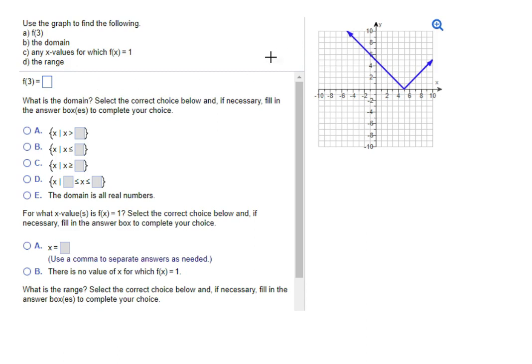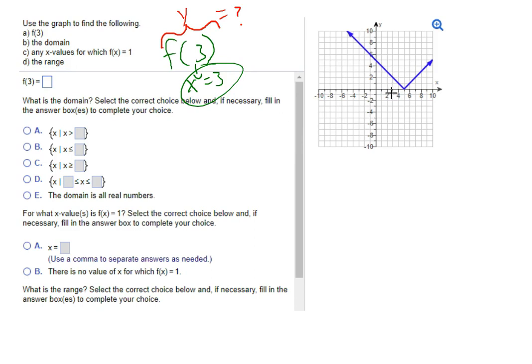All right. Now this one, we're going to use the graph to answer these questions. f of 3, so remember, when you have this function notation, f of 3, the number in the parentheses is your x value, right? So they're setting x equal to 3, and if they want me to find f of 3, they're asking me to find the y value. So they want to know what y is equal to when x is equal to 3.